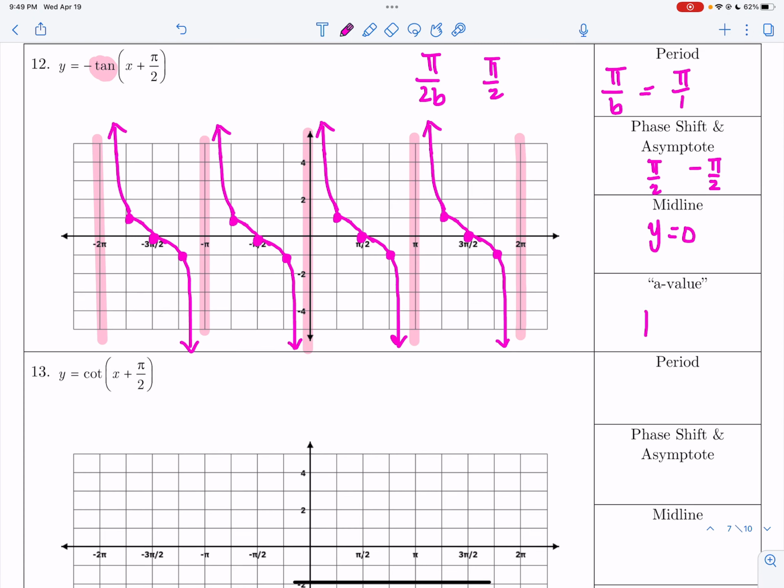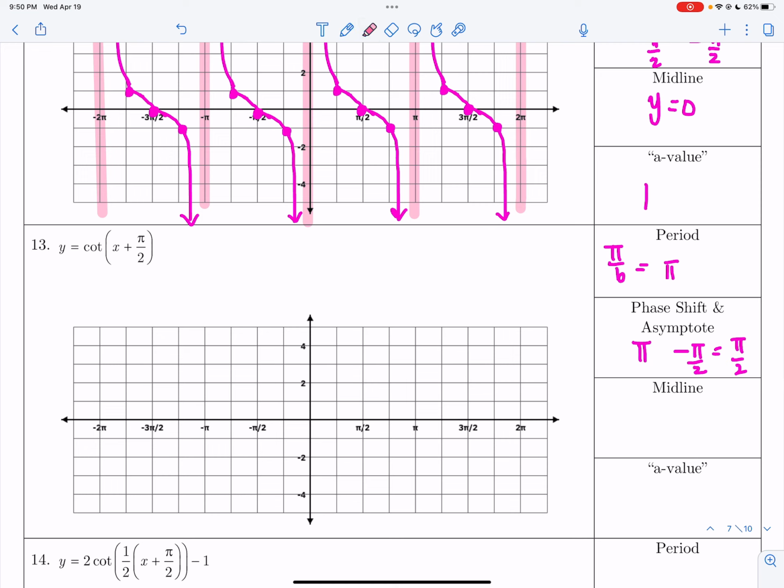Okay, so let's see how that compares to cotangent. If I have a period of, same thing, pi over b, which is just pi. I have a phase shift of negative pi over 2. And here's the thing. My asymptotes are in the form of pi over b, which is essentially whatever your period is. My period is pi, so I'm going to subtract pi and pi over 2, which gives me pi over 2. This tells me that I have an asymptote of pi over 2, and then I'm going to add pi. And that's going to give me my asymptotes.